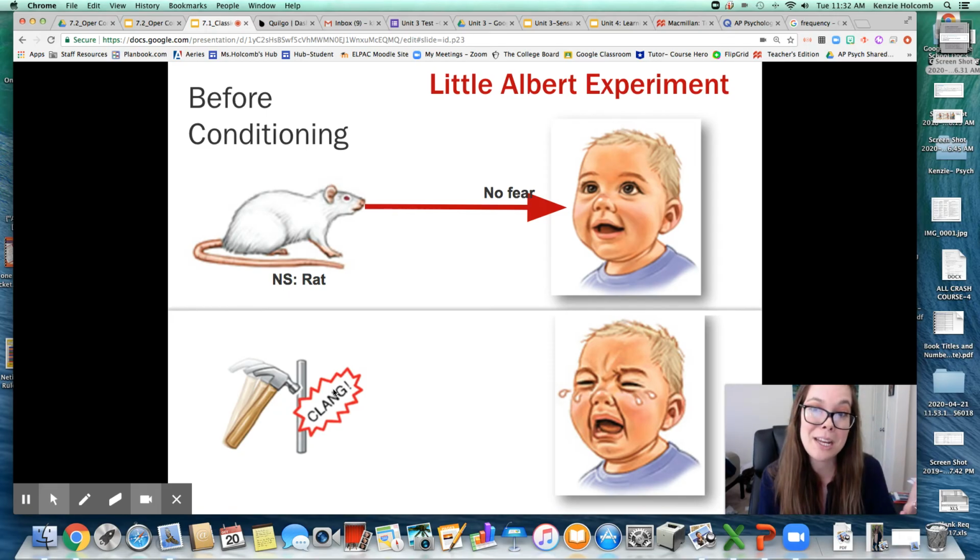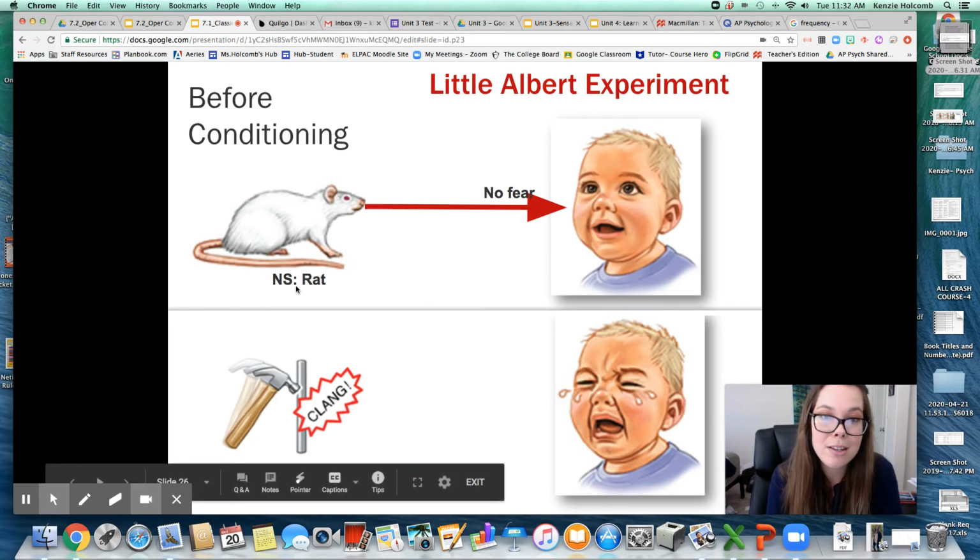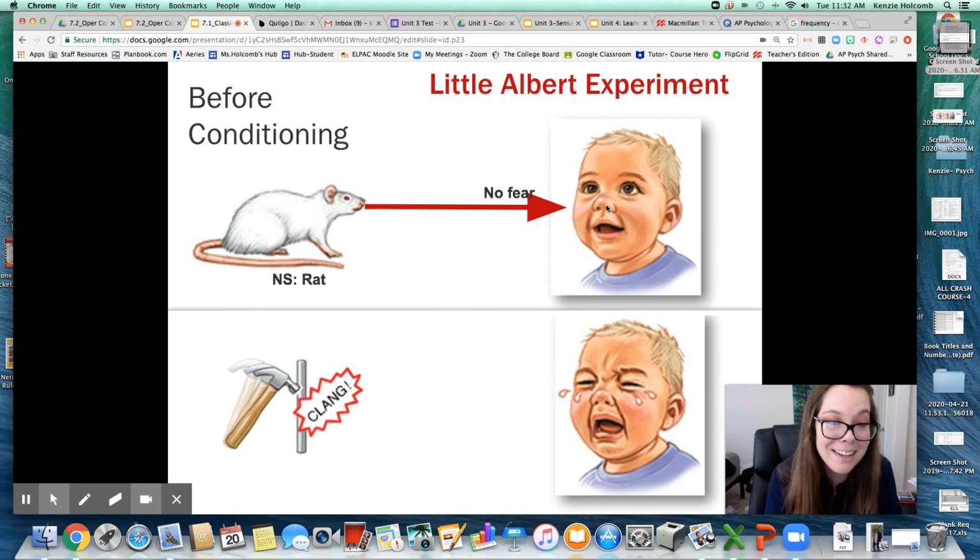So before conditioning, Albert loved little white fuzzy animals. He loved rats. He liked to pet them, and this could be associated with any other animal. So Little Albert, when he was hanging out with the animals, had no fear. Again, it was an innate response. You see a cute animal, you want to pet it. So before conditioning, the neutral stimulus, the rat, there was no fear. The response was to pet or be happy.